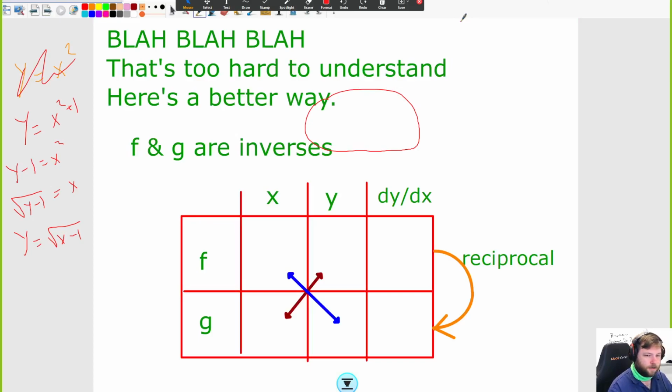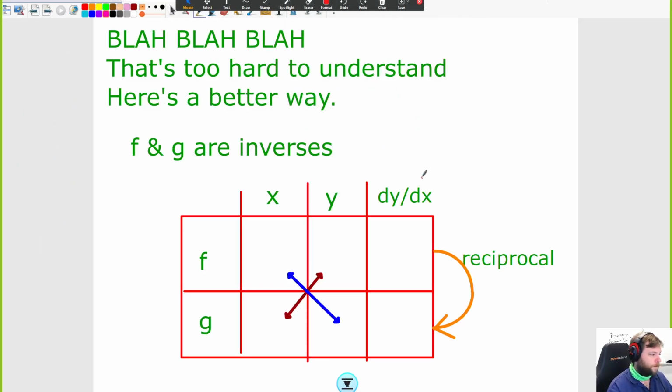And this is what I learned at training, this way. And this is how I do inverses. We make a table here. So watch this. We have this table, where f and g are inverse functions. And I'm going to set up a table like this.